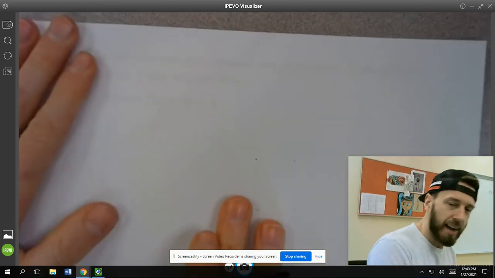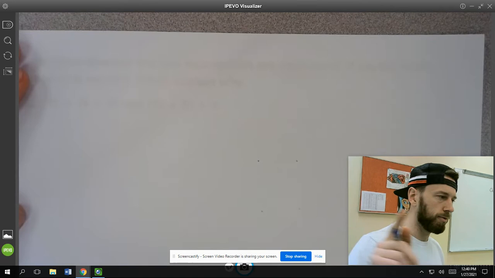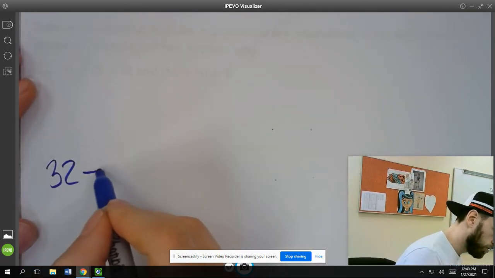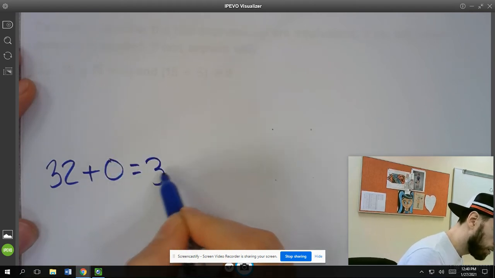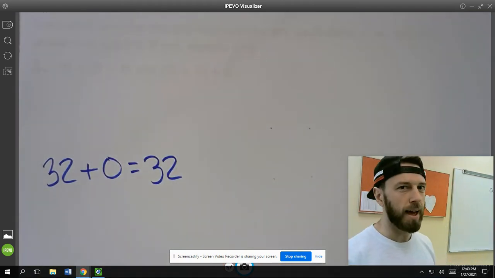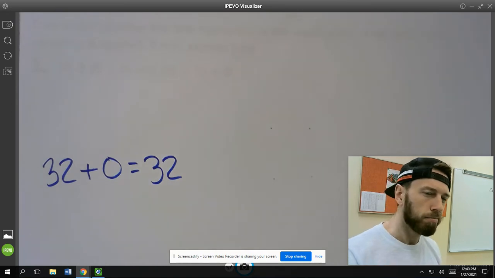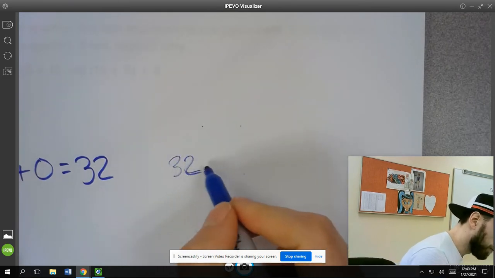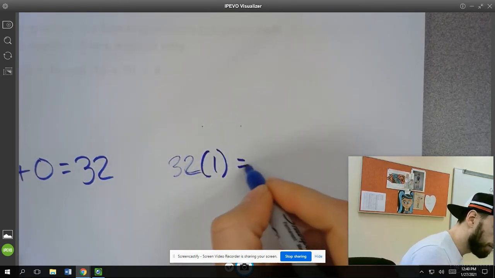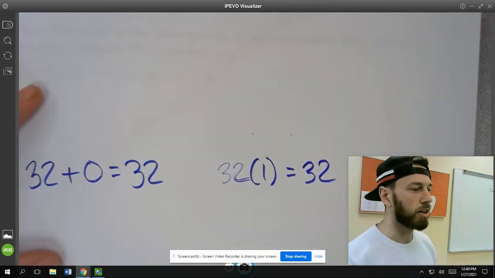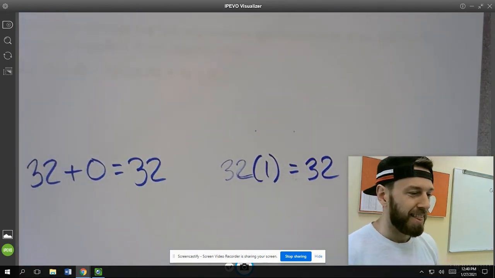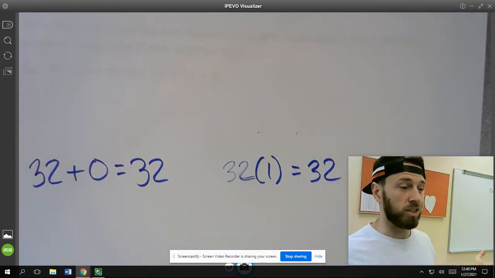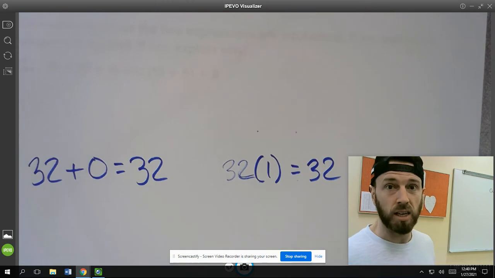And the last property, again, like I said, you guys know this stuff. There is a property that says this is true. 32 plus 0 equals 32. Did you know that? Did you know that if you add 0 to something, it stays the same? Did you also know that if you took 32 and you multiplied it by 1, it would stay 32, right? There is a property that actually says this stuff is true, which we already know, right? We know that if you add 0 to something, it doesn't change. We know that if you multiply something by 1, it stays the same, right?